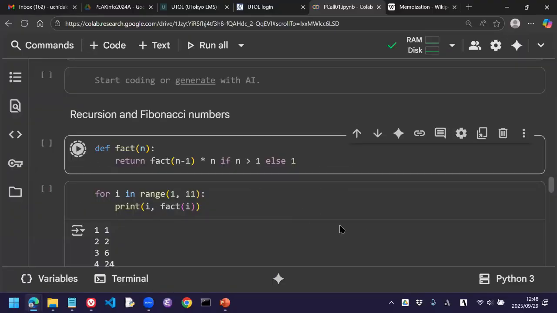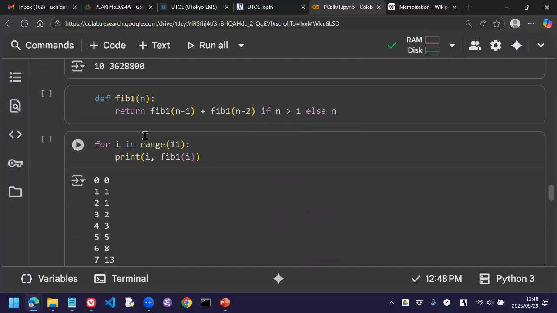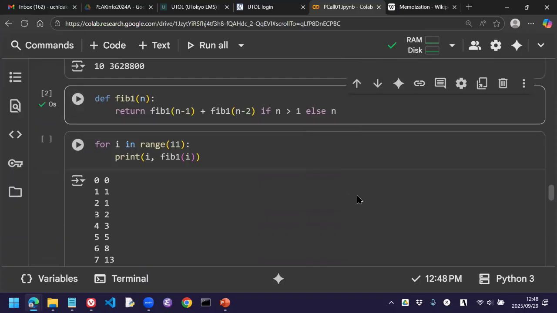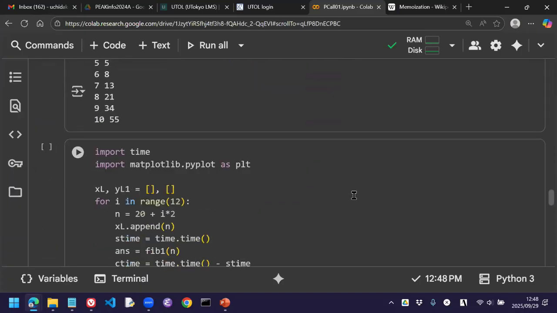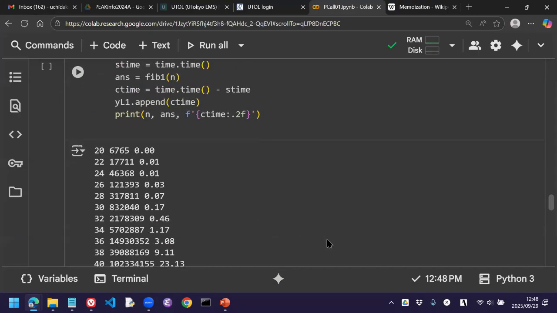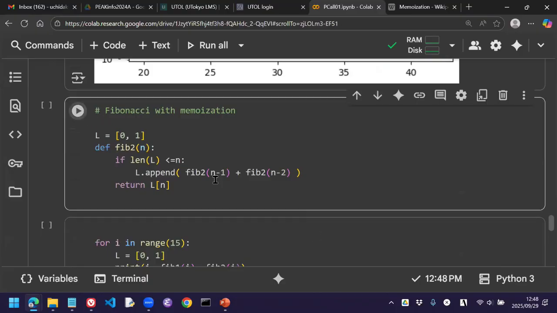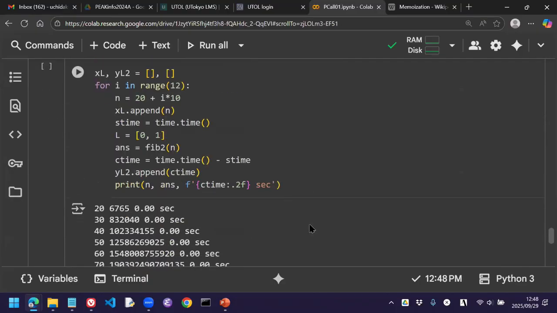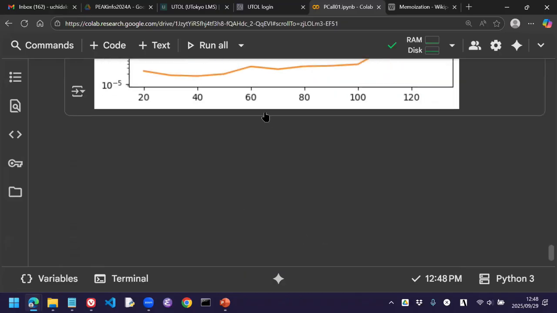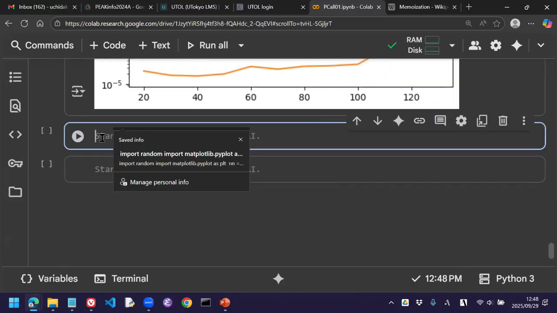What we want is fib1, but since fib1 is slow, we might want to use fib2. And let's see how it works. Fib2 is like this, right? To do that, we can see the ratio of consecutive, or adjacent, numbers.